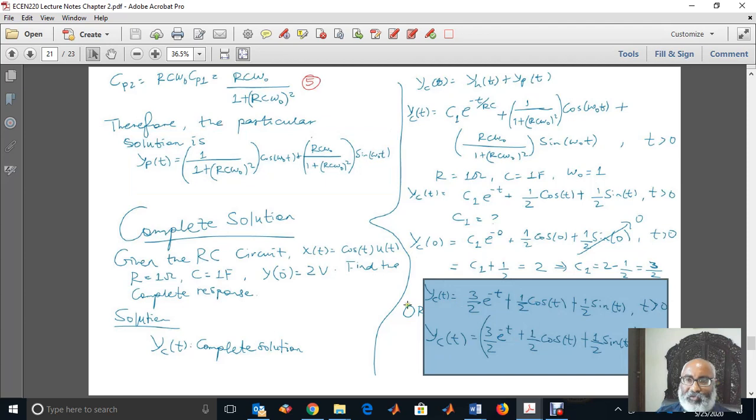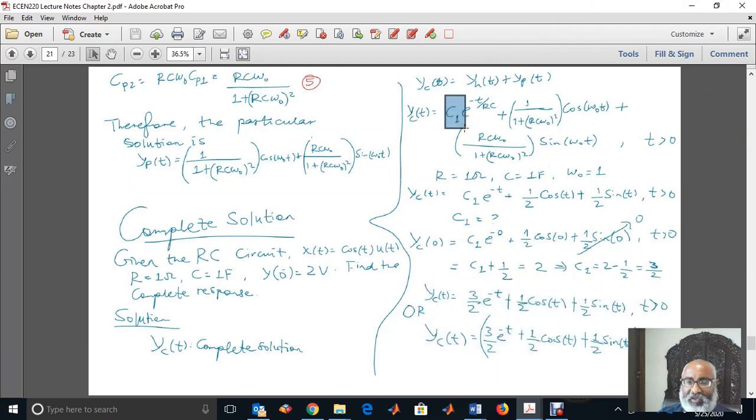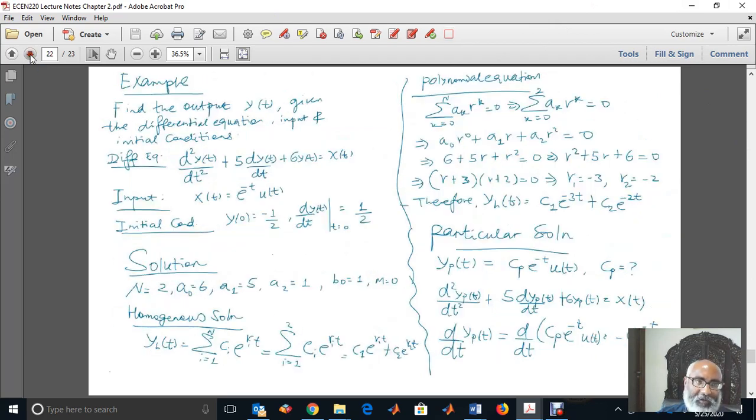Okay, so to summarize, we found the homogeneous solution and we found the particular solution. We add the two and we determine the constant from the homogeneous solution using the initial condition. Okay, that's all the steps. Now let's do one more example here.